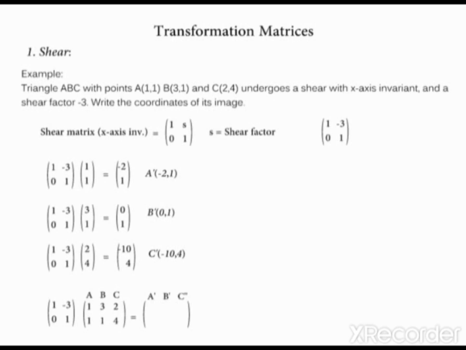We start with the x coordinates. 1 times 1 plus minus 3 times 1 is minus 2. 1 times 3 plus minus 3 times 1 is 0. 1 times 2 plus minus 3 times 4 is minus 10. Then the y coordinates. 0 times 1 plus 1 times 1 is 1. 0 times 3 plus 1 times 1 is 1. And then 0 times 2 plus 1 times 4 is 4. And so we have the matching coordinates.